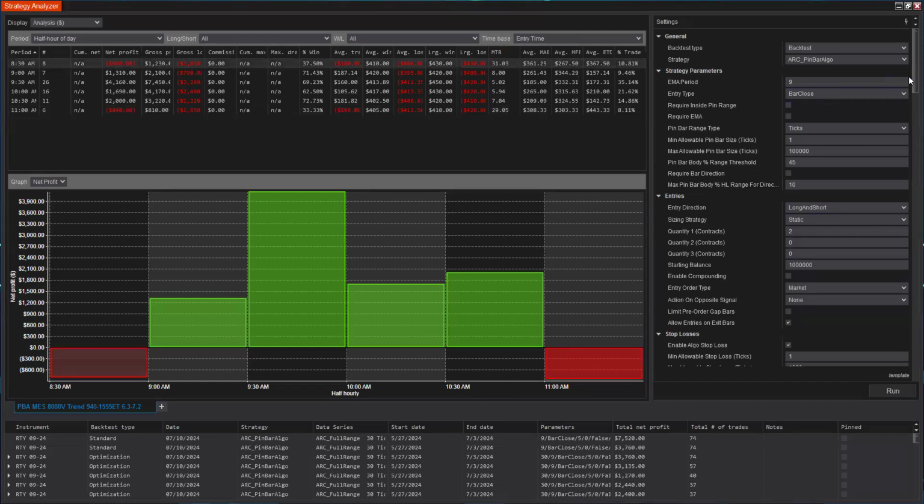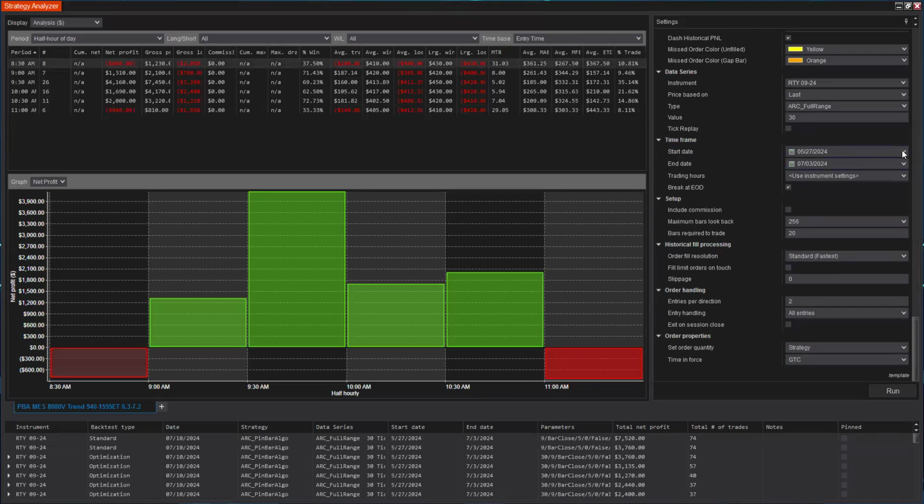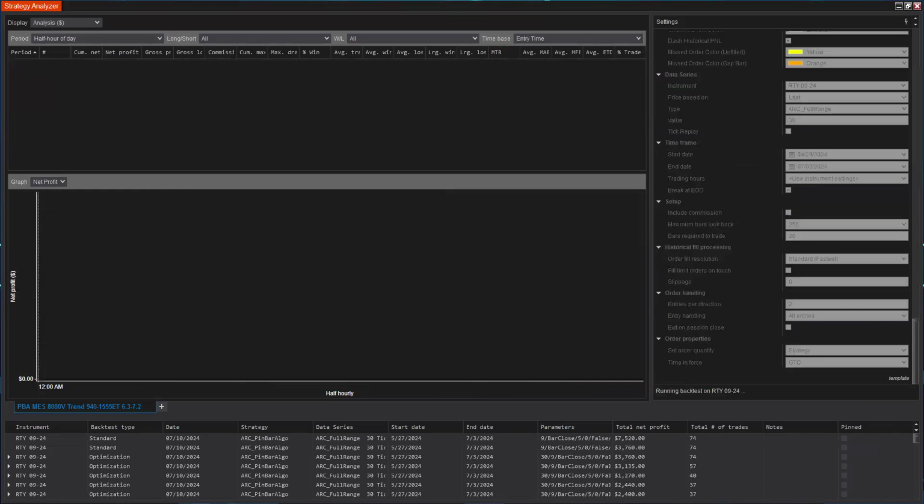But let's do this because we don't have a huge sample of trades. So let's go back, and we'll just go back to April and see what it looks like. We might need to optimize a little bit more.